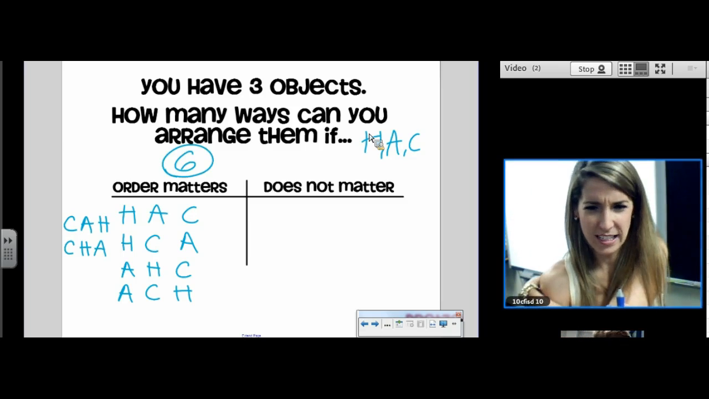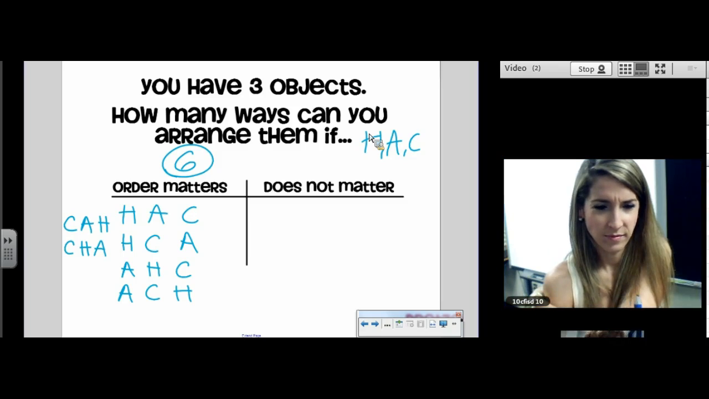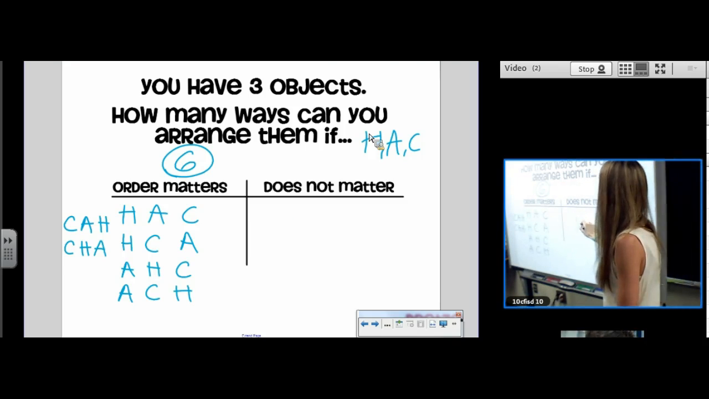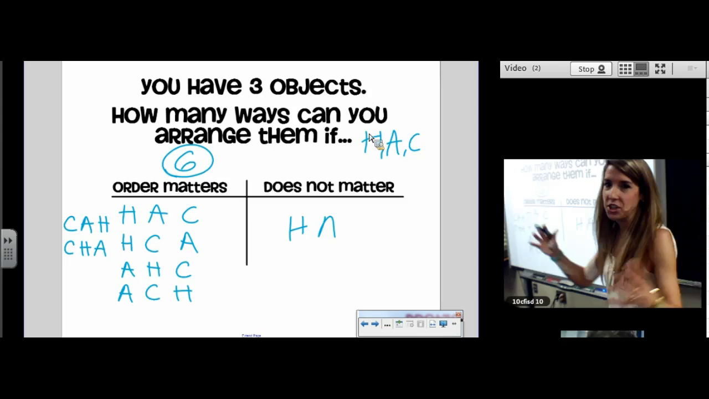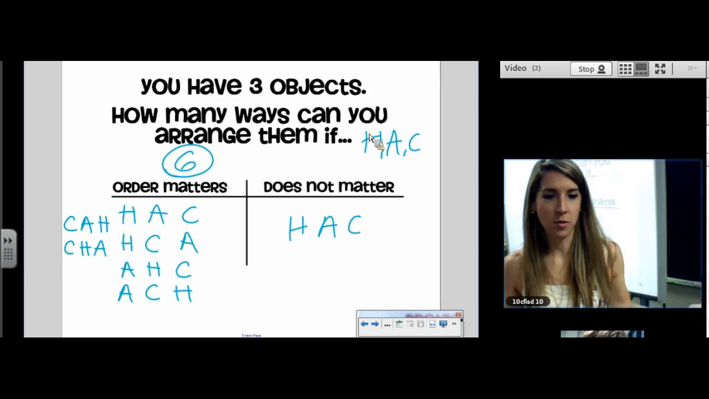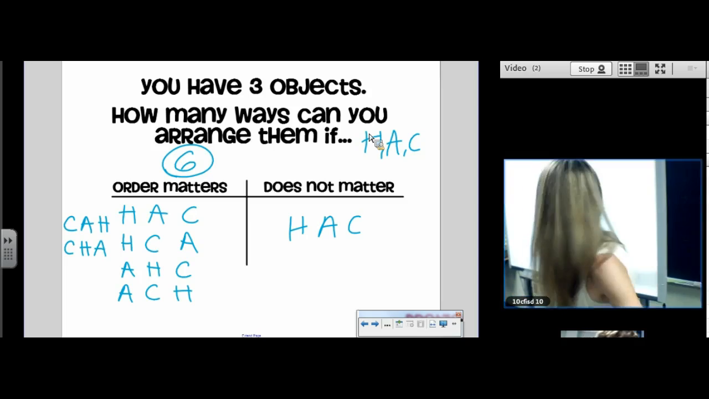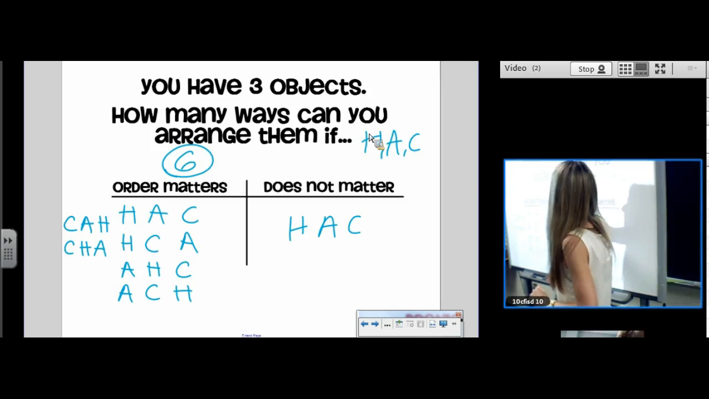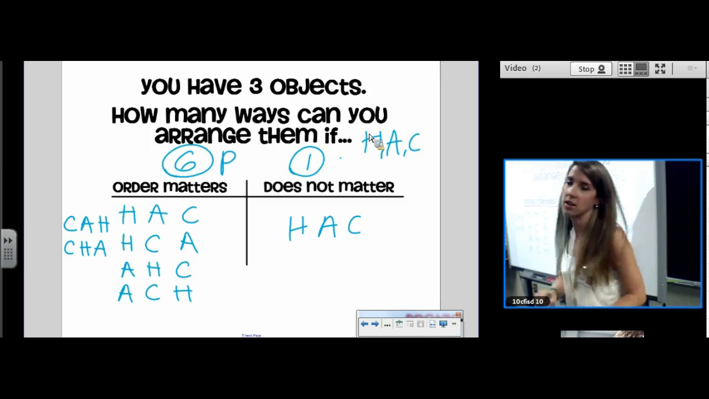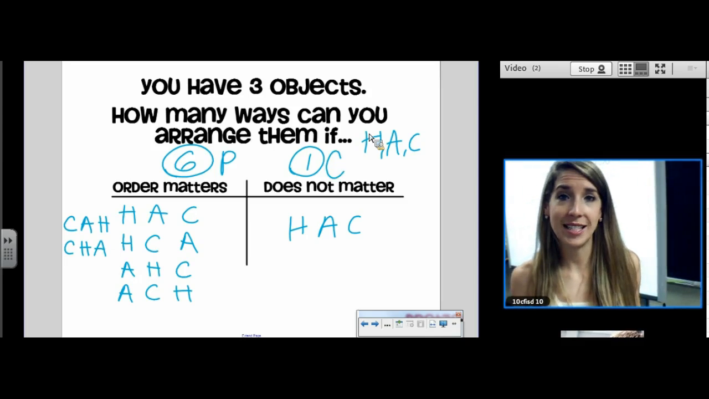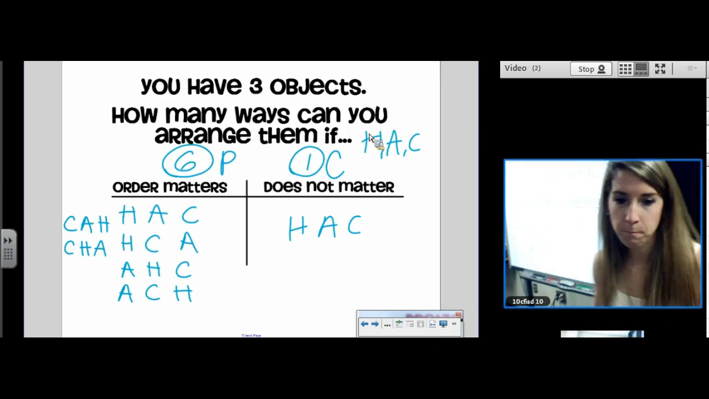What about if order doesn't matter? Yeah. It's just one way. I mean, if the order doesn't matter, you just put their names there. I chose those 3, and the order doesn't matter. Okay, so just to let you know, this is a permutation, this is a combination. There's always going to be way more permutations for a given set than there is going to be combinations for a given set. Okay?